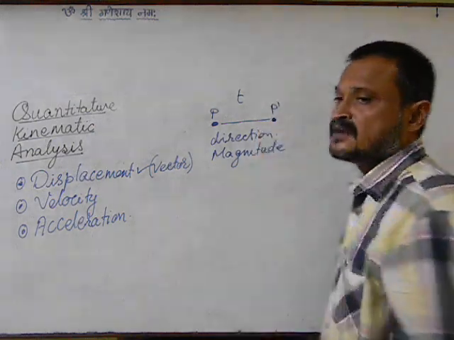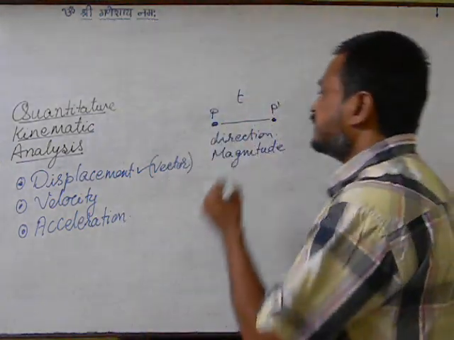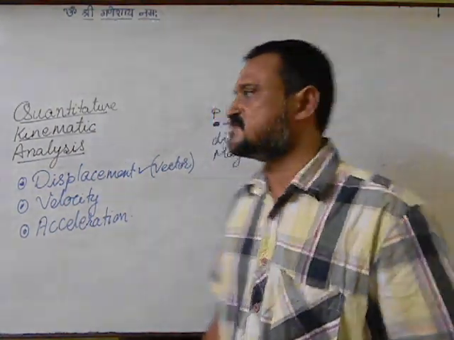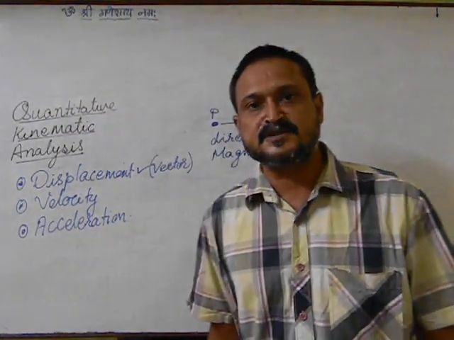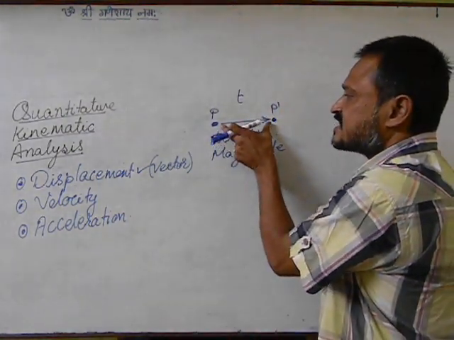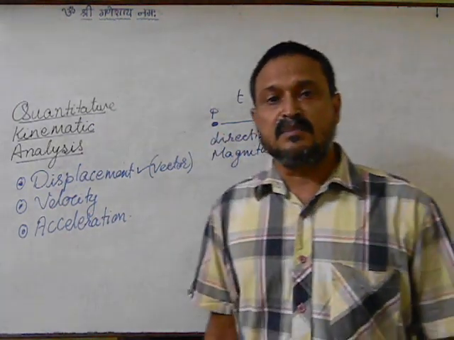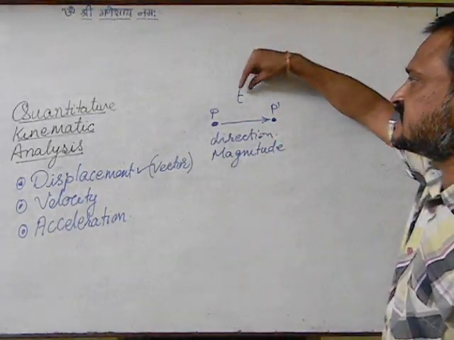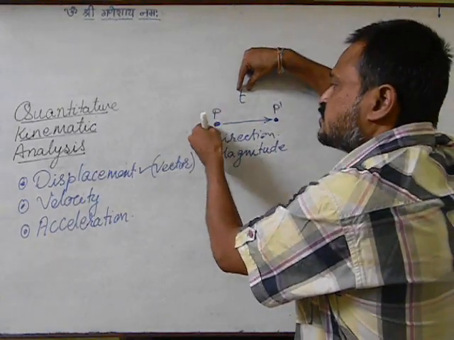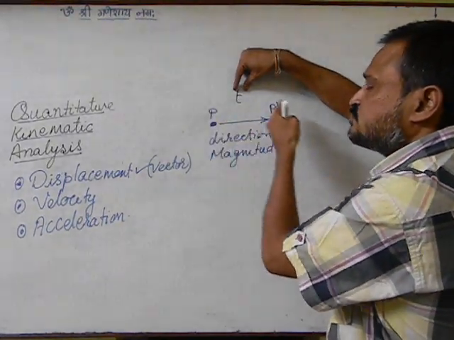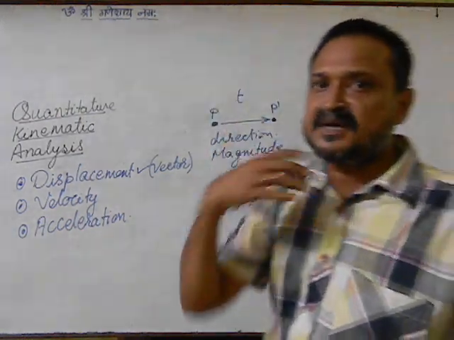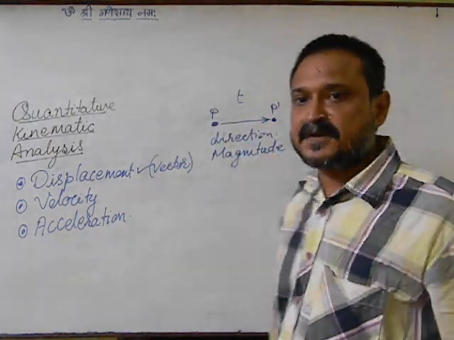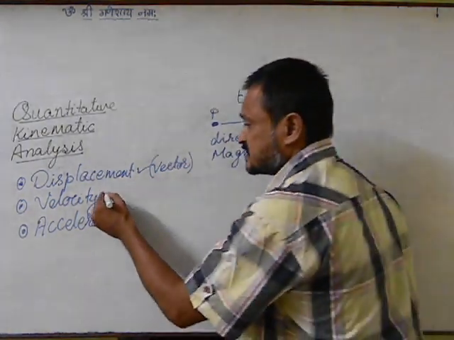So maybe I can show it with the help of a straight line, and the arrowhead will indicate the direction of the displacement. So in a specific direction the displacement has taken place, and the length of this line indicates the magnitude of this displacement. Now we are saying that this body, or this point or particle, has been displaced from P to P dash at a given time t. So I can say that the ratio of this displacement with respect to time is the velocity.